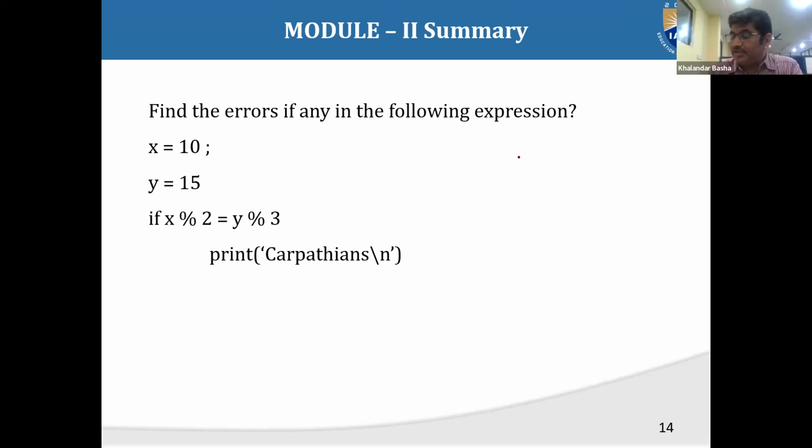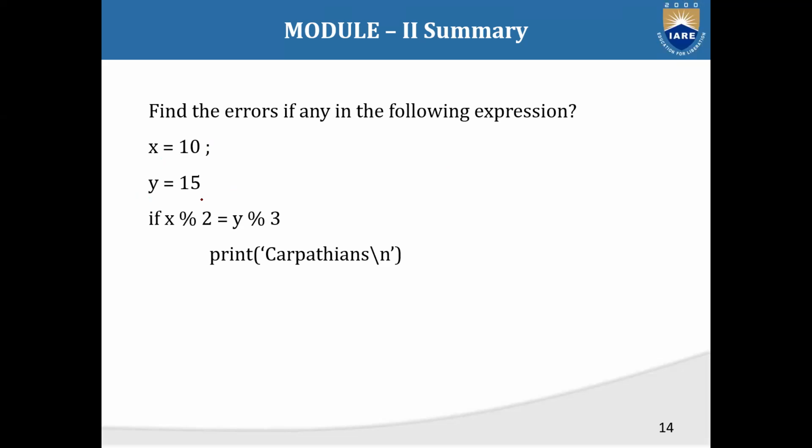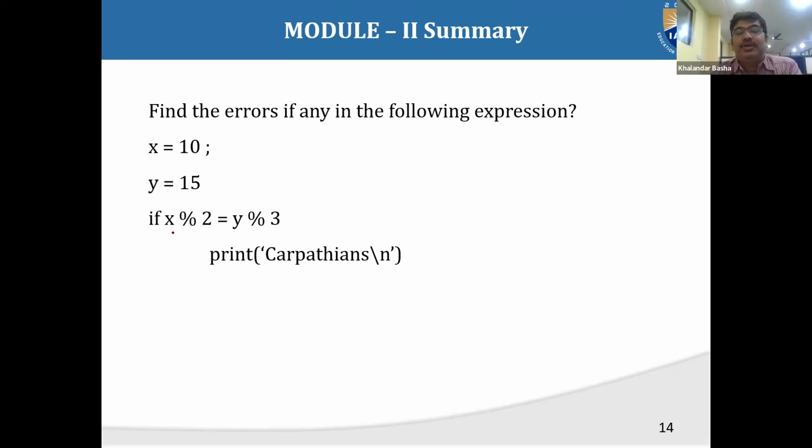In the given slide, can you identify what errors there are? In the first line, x = 10 is a valid statement. The semicolon is not an error. y = 15 also has no error. In if x % 2, whenever you do a comparison, it should be double equals, ==. It is also double equals for y % 3, then a colon, then print after it. So these are the two errors you can have.